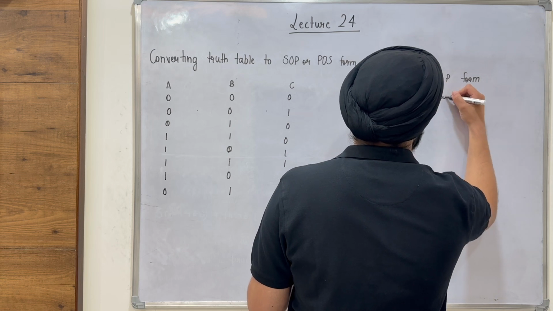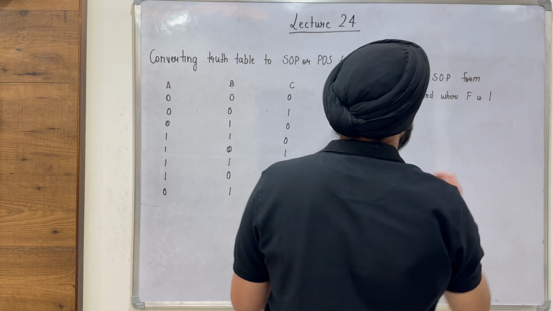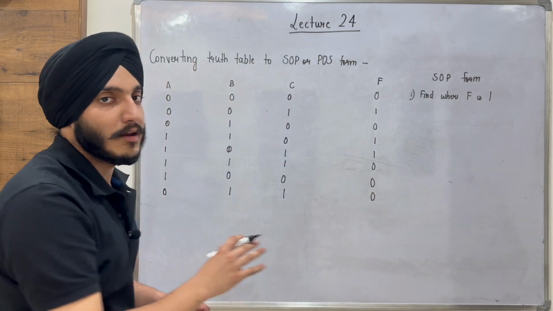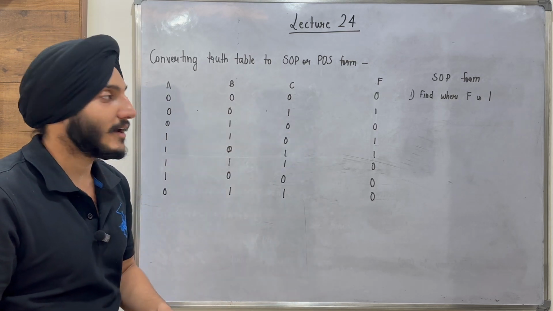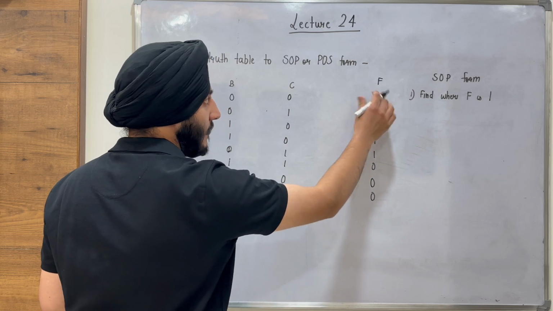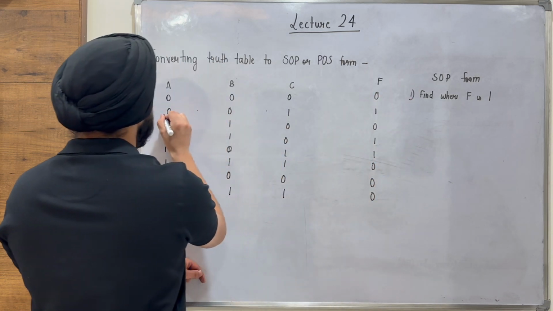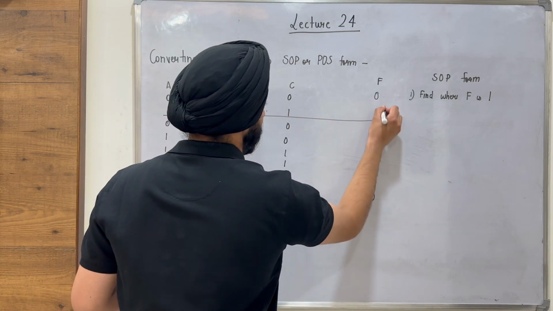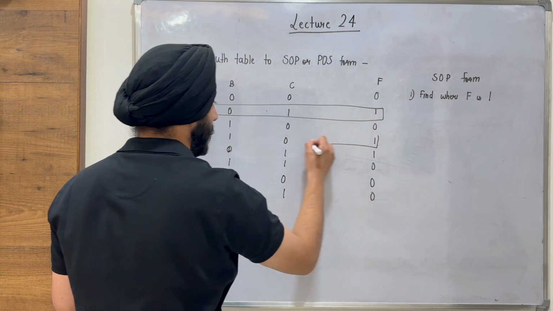So find where f is 1. I'm sorry if I make any grammatical mistakes, but I think that's correct. So basically find where f is 1. This could be any equation. We are just looking at the values. So I have this over here. This one. I have this one.